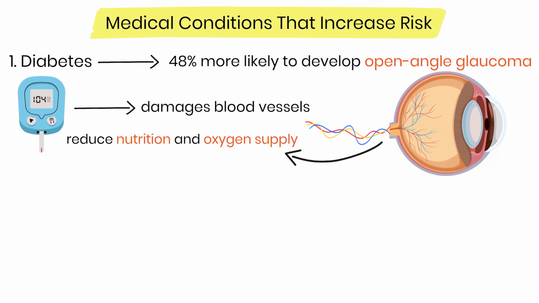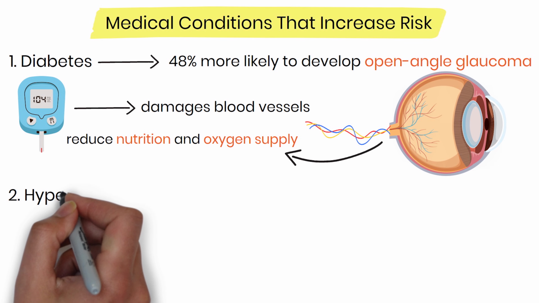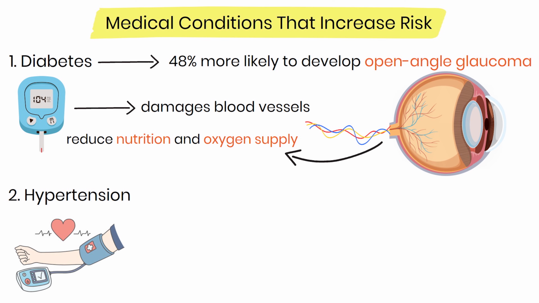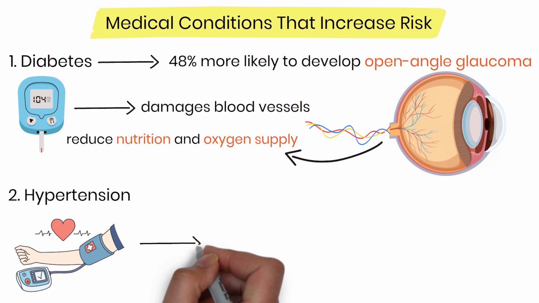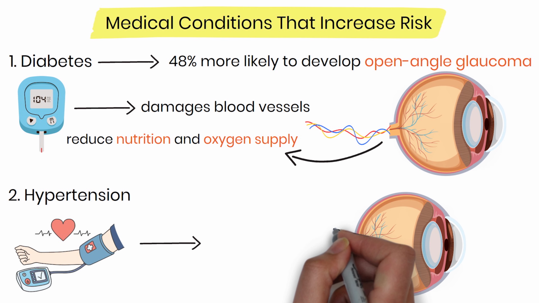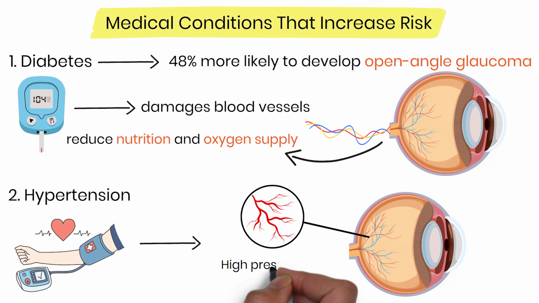more vulnerable to damage. Hypertension, which is high blood pressure, is another medical condition that increases glaucoma risk. The reason is that elevated blood pressure increases the pressure in the blood vessels around the eye, which can affect eye pressure and reduce fluid drainage from the eye.